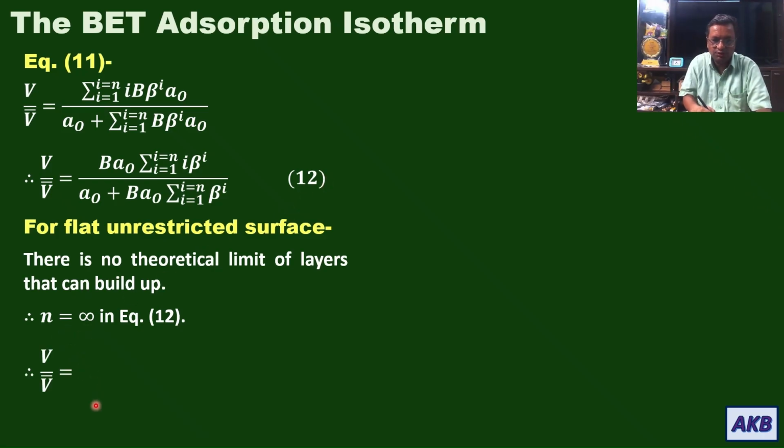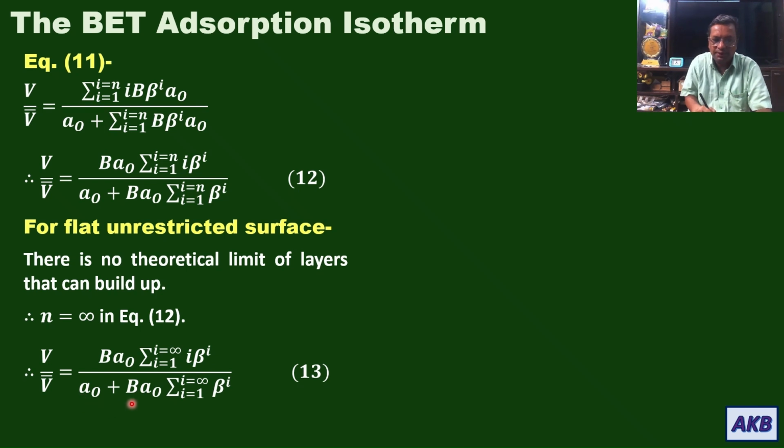So if you use that, we'll have V upon V bar is equal to B into A naught summation of I into beta raised to I, where I goes from 1 to infinity, divided by A naught plus B into A naught into summation of beta raised to I, where I goes from 1 to infinity, and I'm calling this equation number 30. Now we will simplify the numerator and denominator of equation 30.